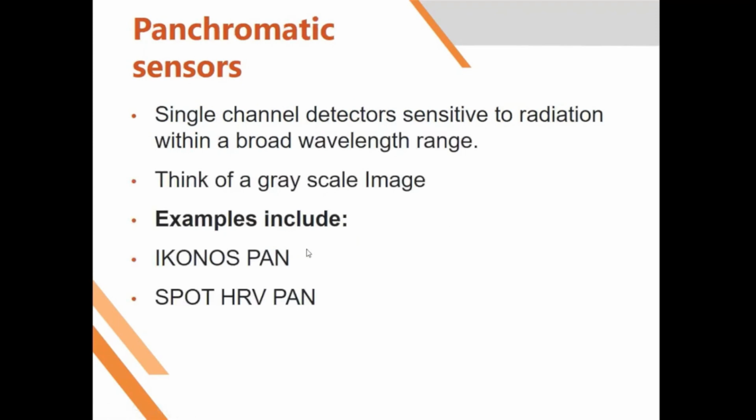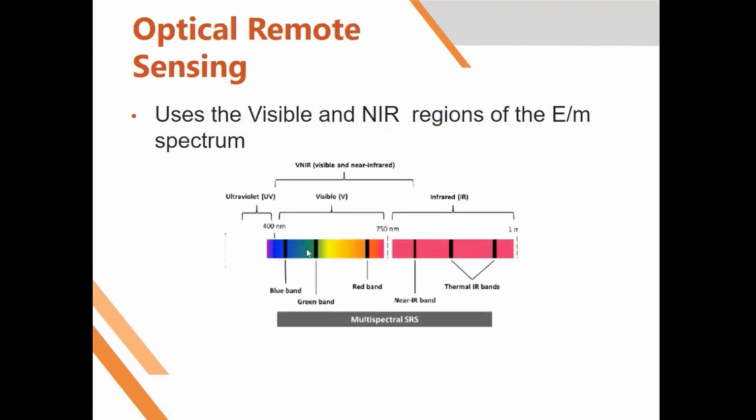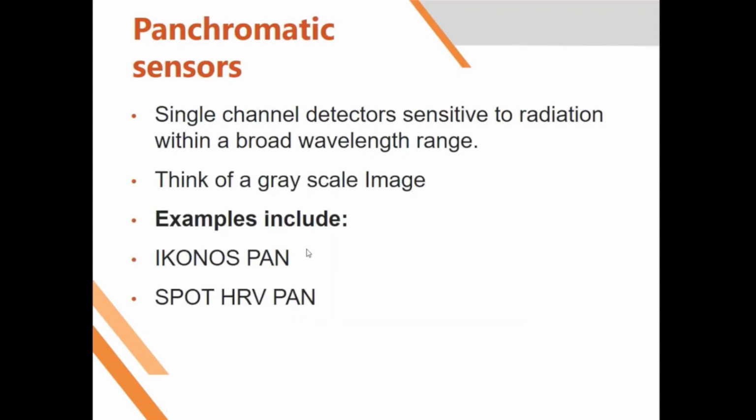When we are dealing with optical remote sensing, we have panchromatic sensors. These are sensors that are only sensitive to radiation within a given band, but this band can be broad. To visualize it more, think of a sensor that records an image within one band. Such examples include IKONOS panchromatic and SPOT HRV panchromatic.